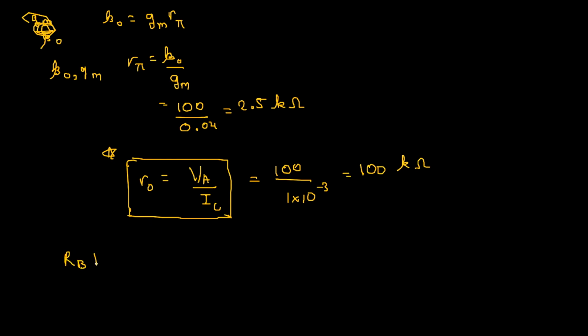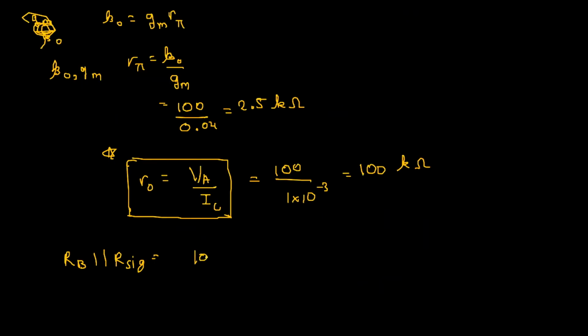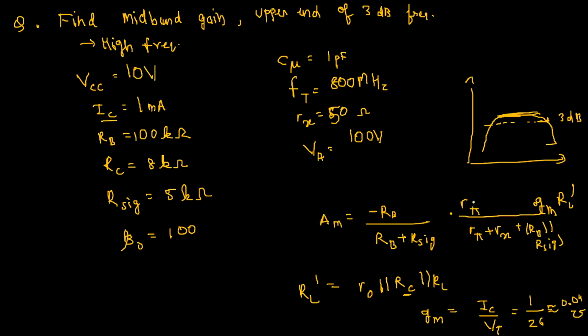Next we have RB parallel to R signal. We know RB is equal to 100 kilo ohm and R signal is 5 kilo ohm. So that gives us 100 into 5 divided by 105, which is equal to 4.76 kilo ohm. Now we've gotten all the values necessary. We have RB, we have all of these.